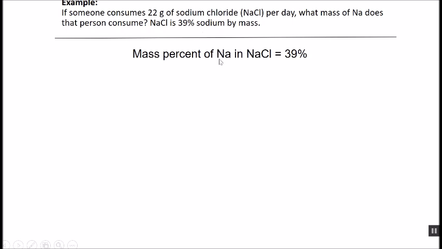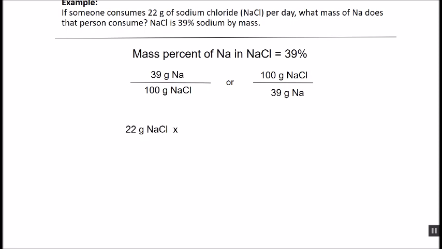So let's rewrite 39% sodium as a conversion factor. There are 2 ways to write it. You could say 39 grams of sodium per 100 grams of sodium chloride. Or you could flip the ratio: 100 grams of sodium chloride contains 39 grams of sodium. And either way this ratio works fine. You could write it either way and it would be completely correct.